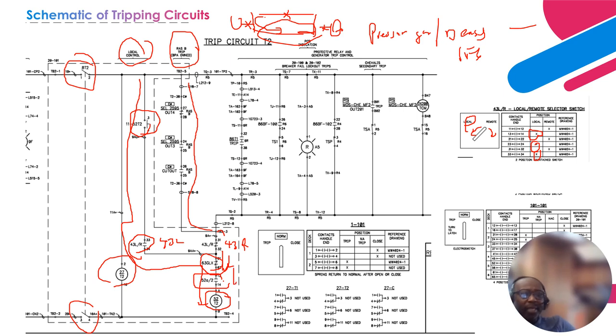Okay, so next is this path. Let's talk about this path. You have 86 T1. If your transformer lockout relay should trip, a contact from there, an auxiliary contact, gives the permissive for this breaker to trip, utilizing the trip circuit T2. Okay, so next is 86 BF.